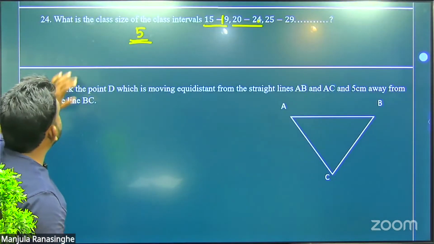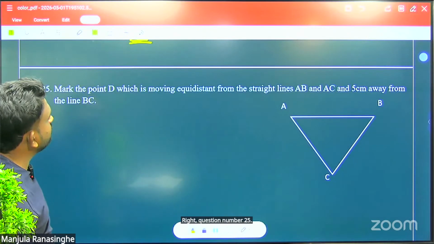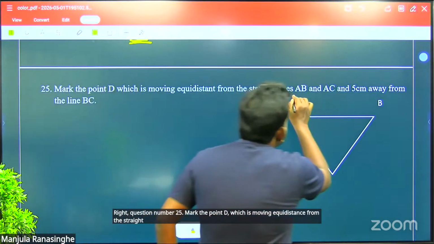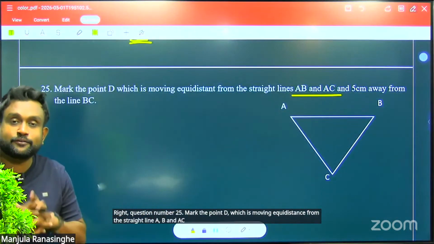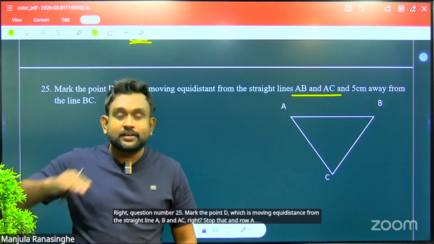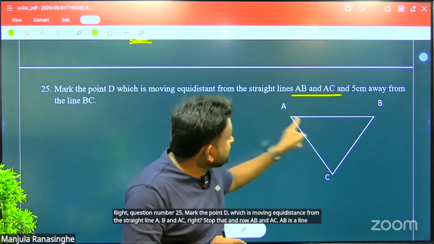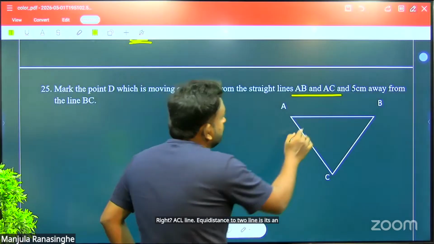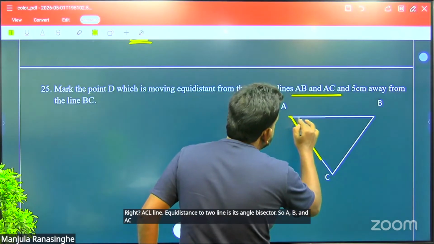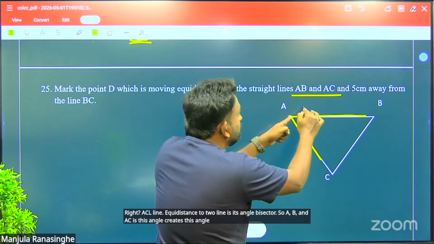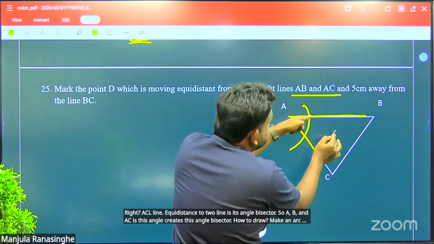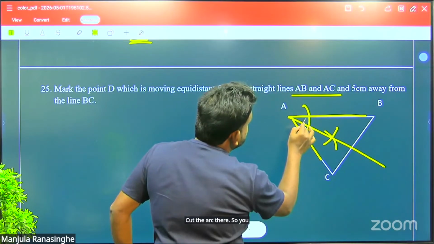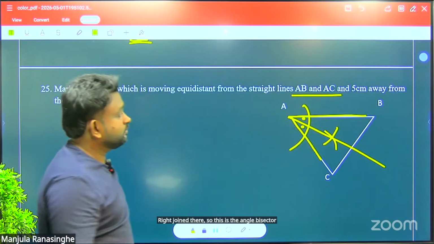Right. Question number 25. Mark the point D which is moving equidistant from the straight lines AB and AC. Draw AB and AC. AB is a line, AC is a line. Equidistant to two lines is its angle bisector. So AB and AC create this angle, and we draw its bisector. How to draw? Make an arc there, keep more distance, make an arc here, cut the arc there. So you join there. So this is the angle bisector of angle BAC.